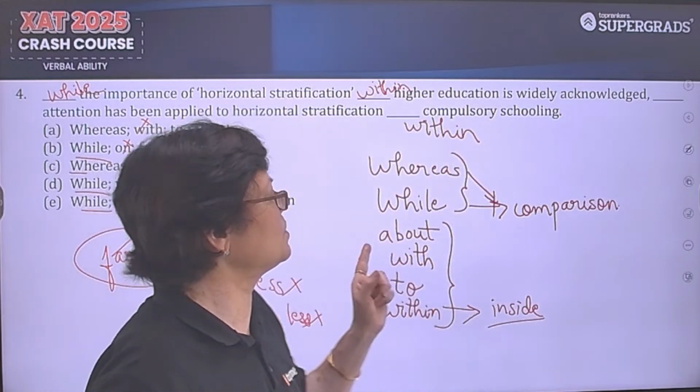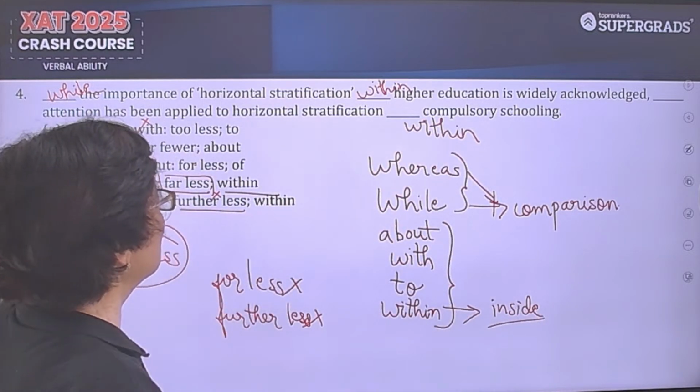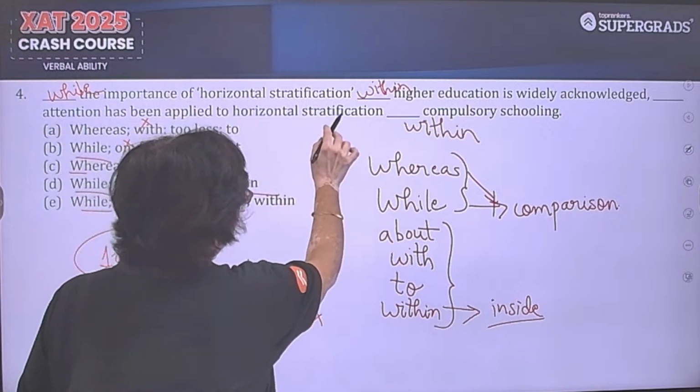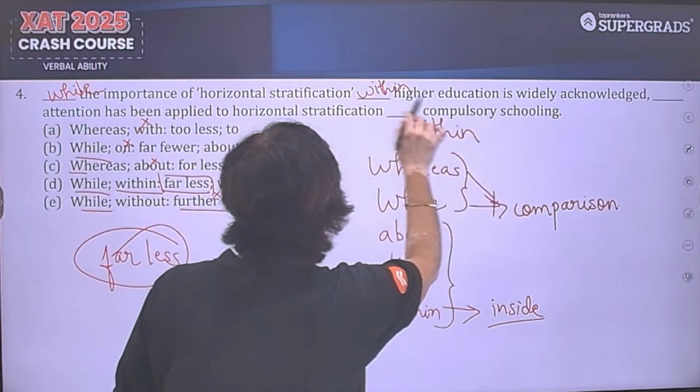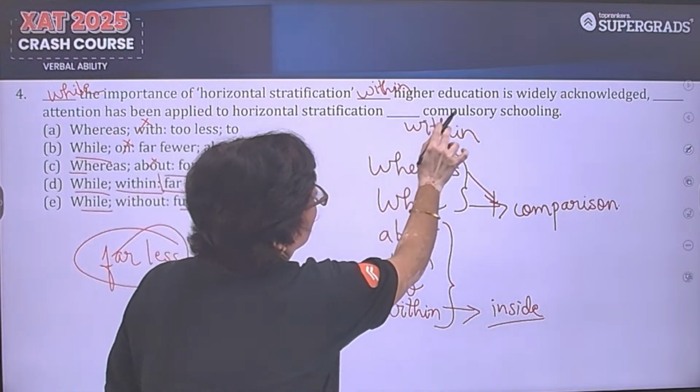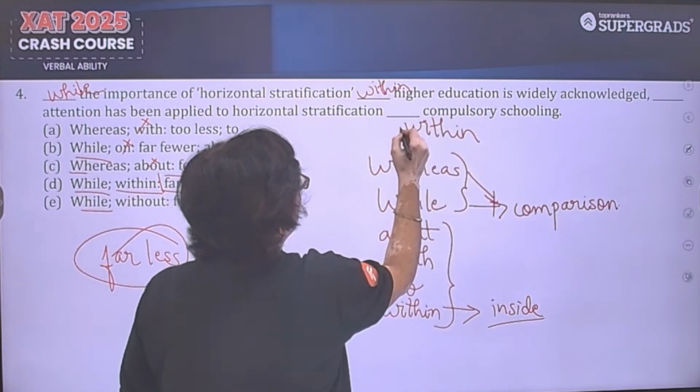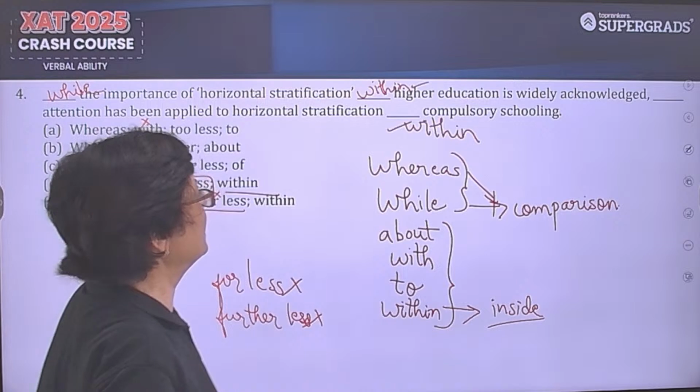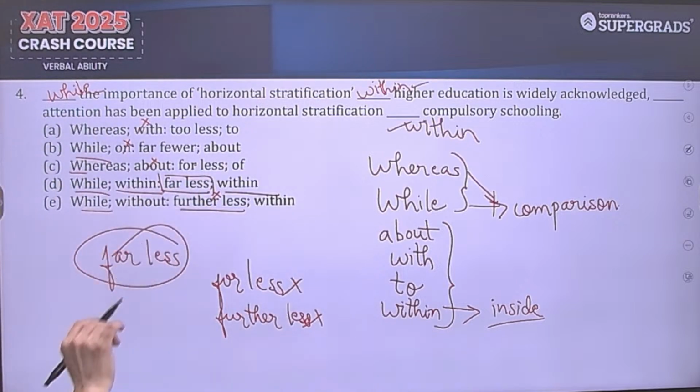So you find that is also justified here. It has been met with the rule. Here you find horizontal stratification within higher education, horizontal stratification within compulsory schooling. So here we can easily use within and within here. Now, once again, going back to the blank number 3.